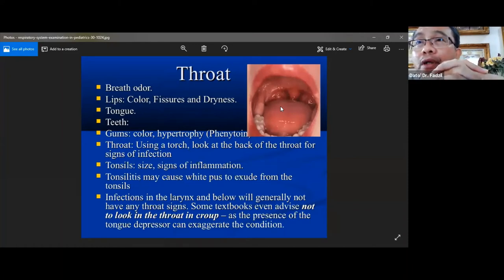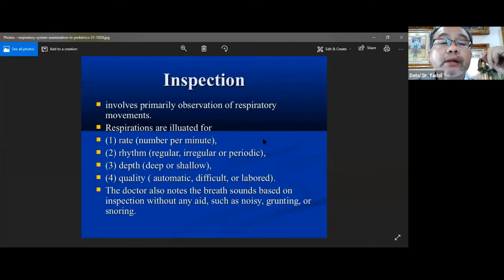After you finish the face, then you go to the chest. But you must know what to look for at the chest. You want to observe first, as usual: respiratory movement, then respiratory rate, rhythm, depth, and quality of respiration. Also note whether there is any noisy breathing, grunting, wheezing, or stridor. Look for all those things.